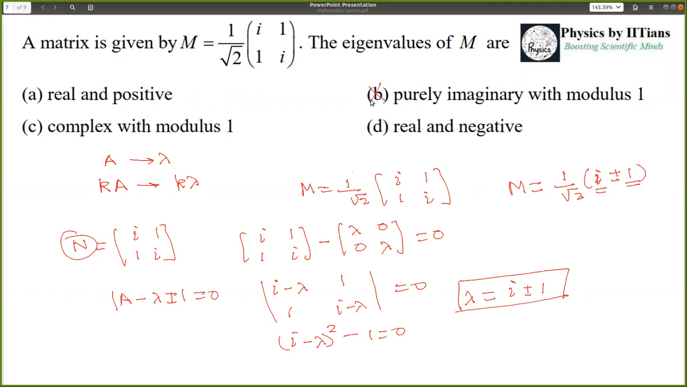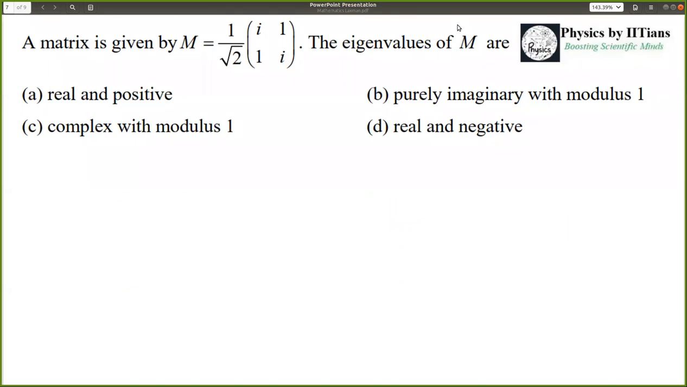So option B is eliminated, option D is eliminated, and option A is also eliminated. One says real values, another again says real values, and one says purely imaginary values. So these three options are eliminated, and the answer will be option C here. You can check that the modulus of these eigenvalues is 1: the modulus of iota plus 1 will be the square root of 1 square plus 1 square, that is root 2, and we already have the denominator root 2. So root 2 by root 2 will be 1. So the eigenvalues of this matrix are complex with modulus 1.